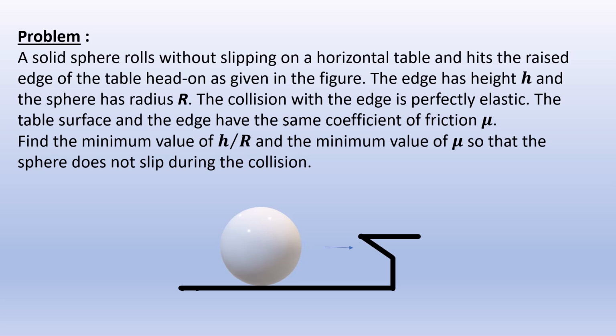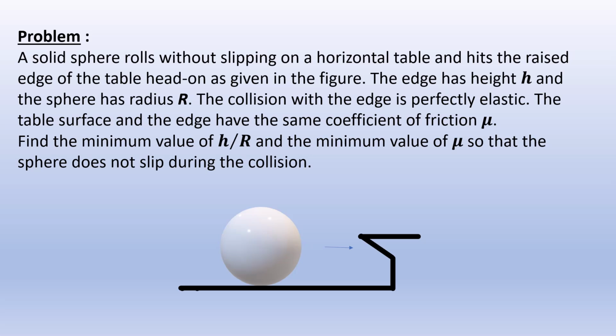And notice one very important thing here. The collision between the sphere and the edge is perfectly elastic. So during the collision, no kinetic energy is lost at the point of impact. That condition is going to play a major role later in the solution. Another important information is that the coefficient of friction is same everywhere, both on the horizontal table and also at the raised edge. And that coefficient is given as mu.